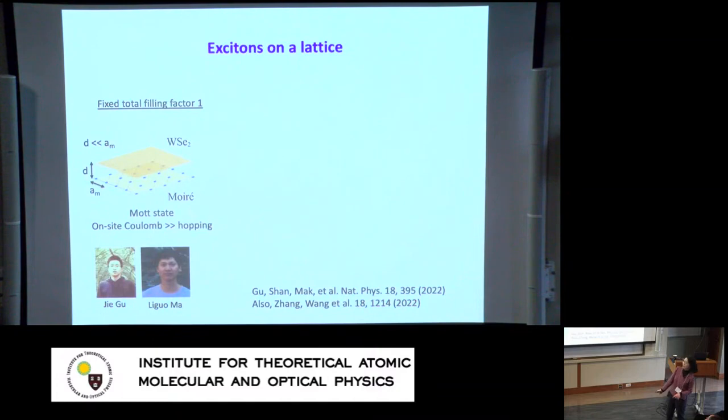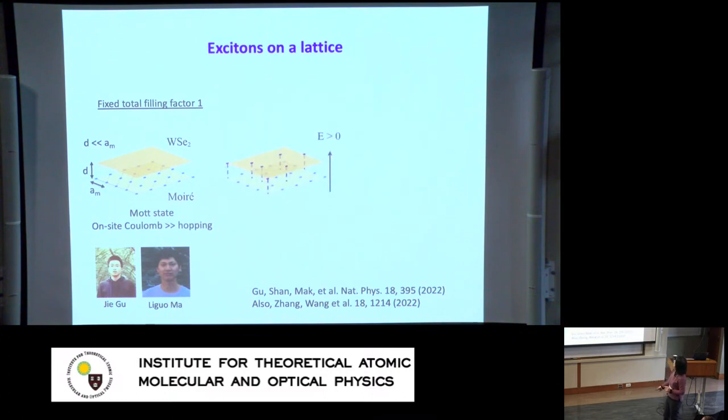So an easier version, I'll just show you the idea, then you can tell me to stop. An easier way is to do one moire, and the other layer is still free. But we make the distance much smaller than the moire lattice constant. That's our limit. So in this case, if I populate one charge per moire unit cell, in the limit of large U over T, this is going to be a Mott insulator. So U is much bigger than T.